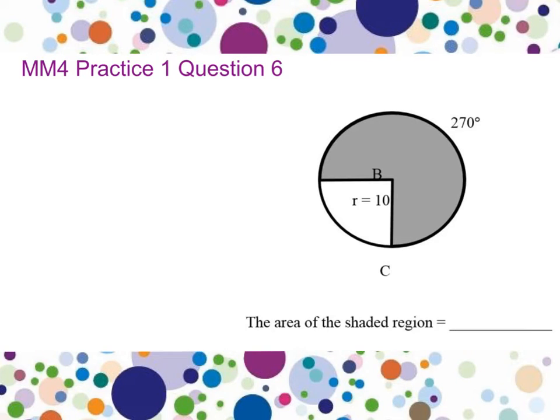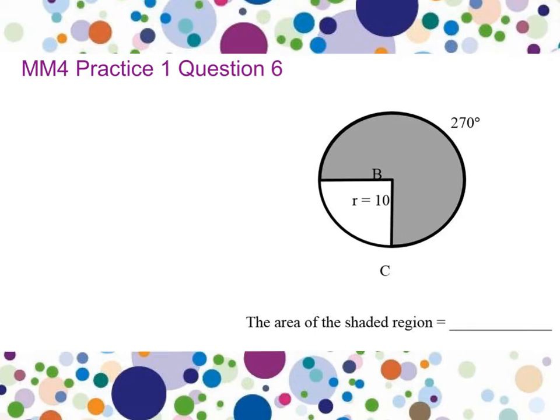In problem 6 of our mile marker practice, you're asked to find the area of the shaded region of this circle, which hopefully you remember is called the sector. And just like arc length, sector area really involves what part of the circle or how much of the circle we have shaded. And that's going to relate to our angle of the sector.